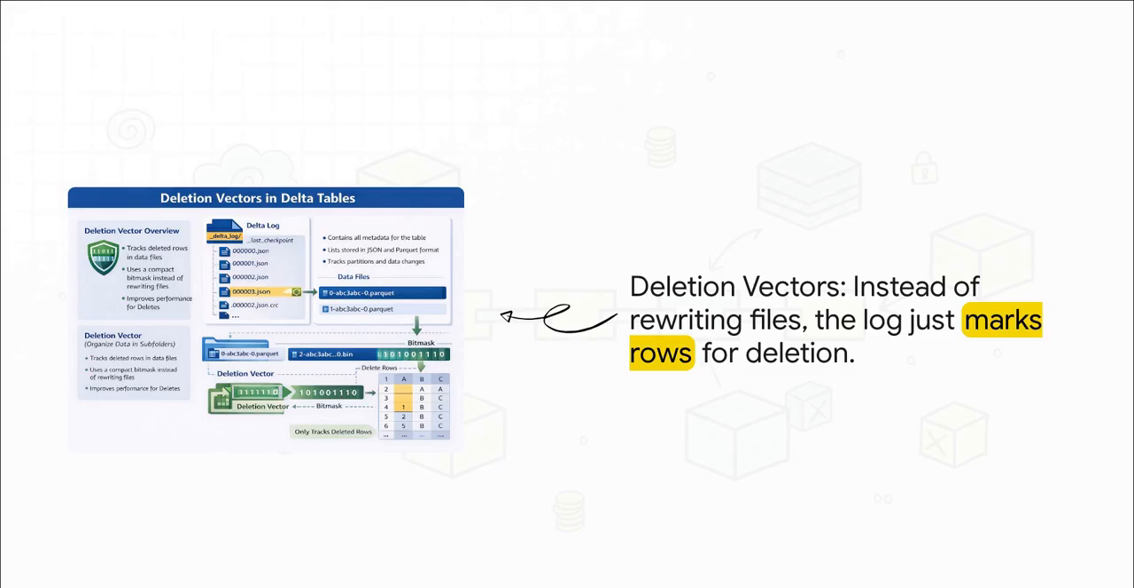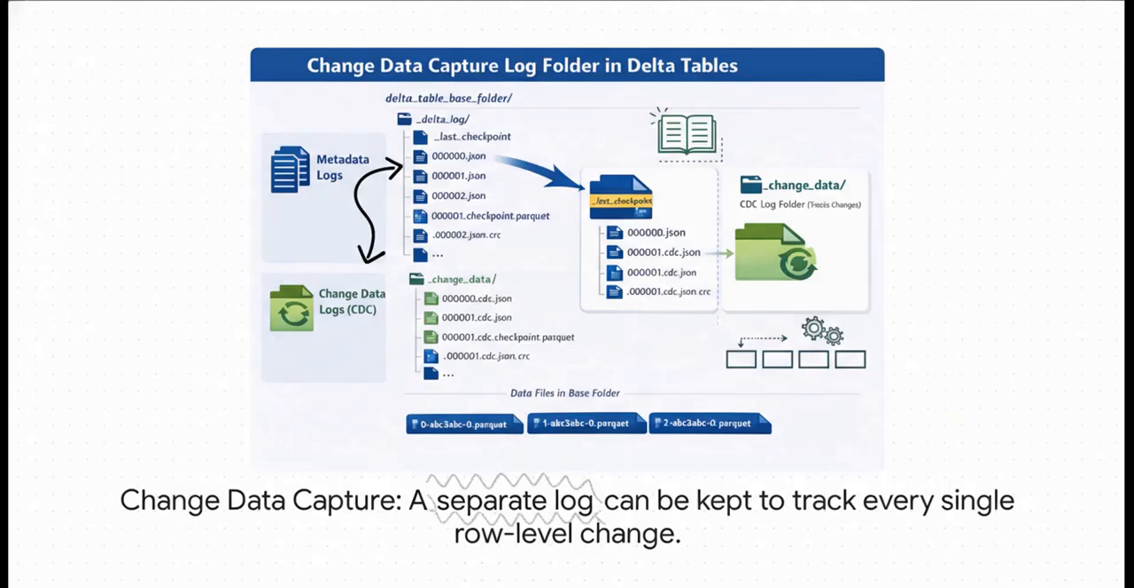So much faster. And for those of you who are truly data obsessed, there's Change Data Capture, or CDC. If you turn this feature on, Delta will keep a whole separate log, usually in a _change_data folder, that records the before and after picture for every single row that gets changed. This is incredibly powerful for things like auditing, debugging, or feeding data into downstream streaming systems.